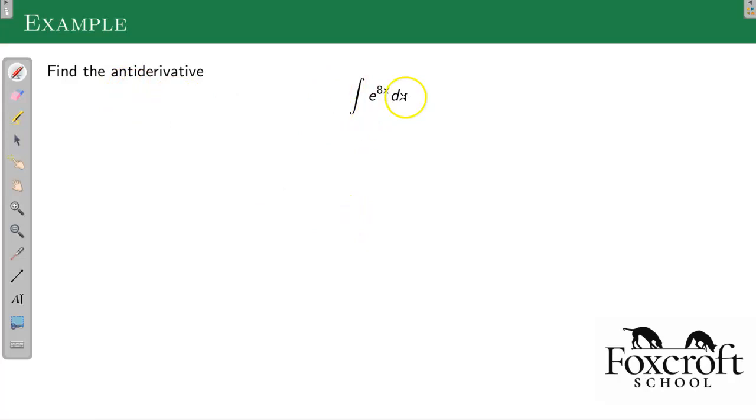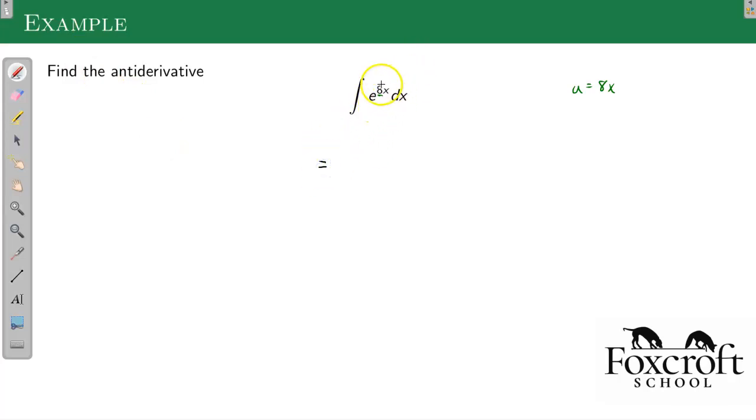Alright, so we're going to find the antiderivative of e to the 8x. These are the ones where there's just a number next to the x. You could make u equal 8x and go through all the process of doing u substitution. But the AP exam kind of expects you to do these a little bit quicker, so here's how to do it quicker.